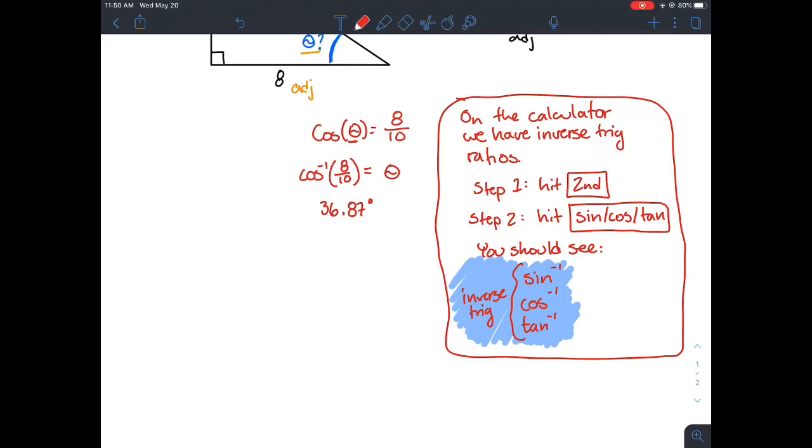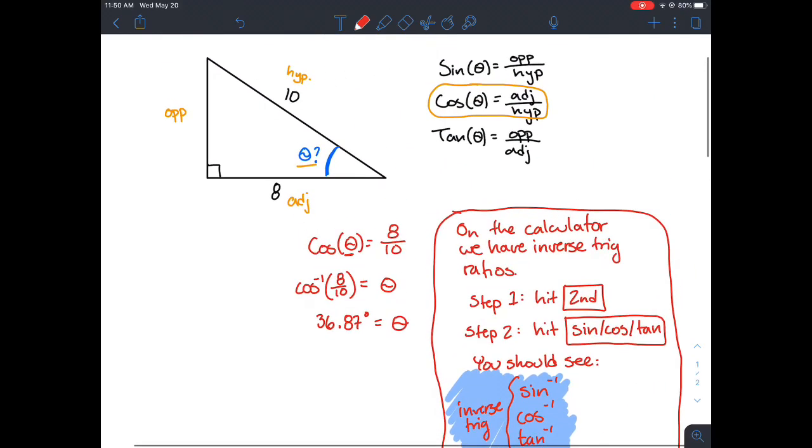And so that's what my missing angle is. There really isn't any algebra that we have to do on this stuff. The calculator is going to do all the work for us. All we have to do is make sure that we've assigned the opposite, adjacent, and hypotenuse correctly and chosen the right trig ratio.